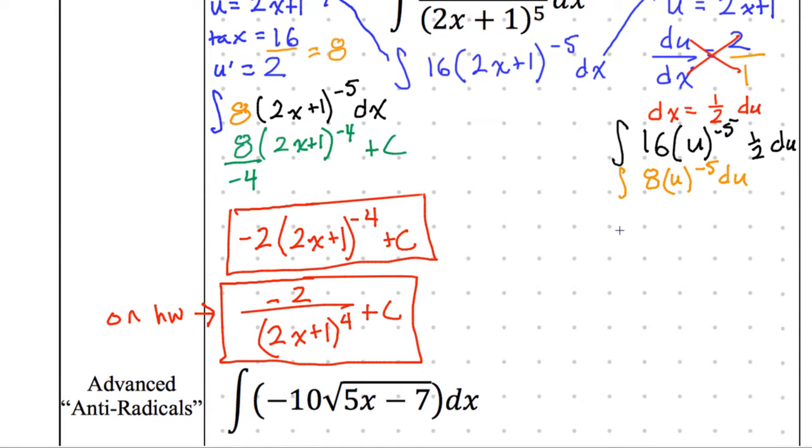It would be 8 times u to the negative 4 over negative 4, plus c. All right. Times it by du, or no? No. So the du and the integral always go away. And I can write that over here too. Those went away.